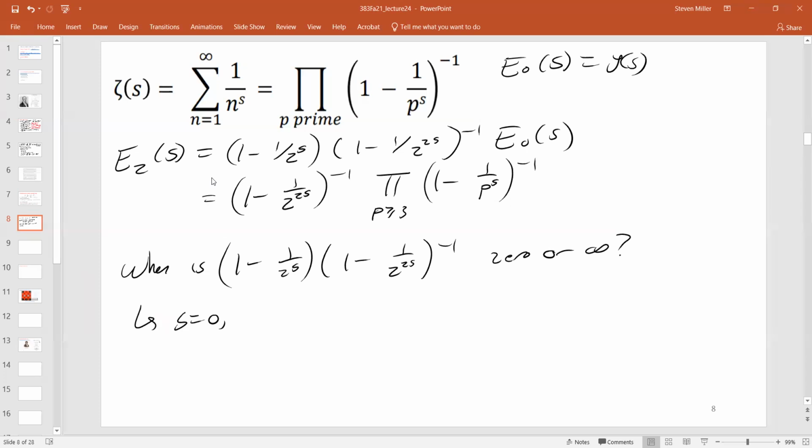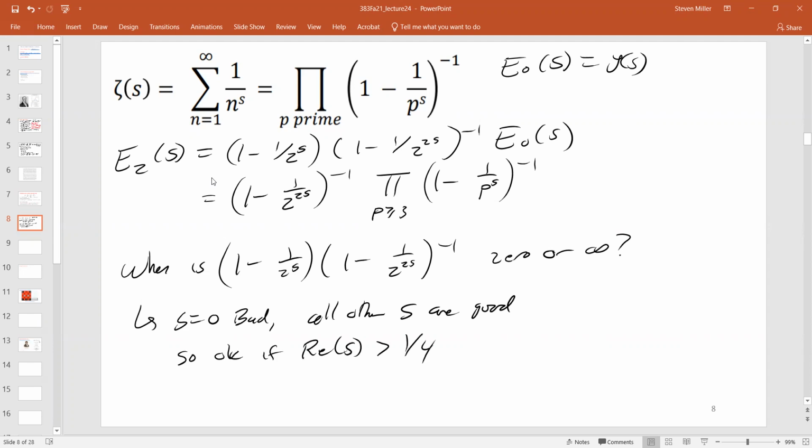Because when s equals 0, then 1 over 2 to the s is just 1. Is there any other value of s that's bad? No, that's it. So s equals 0 is bad. All other s are good. So we're okay if, say, the real part of s is greater than 1/4. I'm staying well away from 0. So have I introduced any zeros or poles as long as the real part of s is greater than 1/4? No.